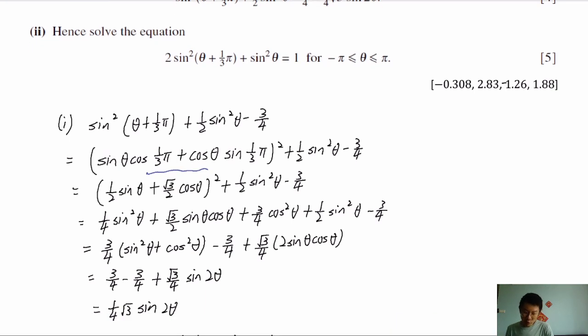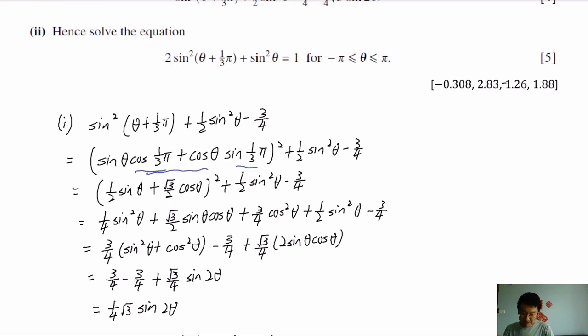Before we square the whole thing, it will be easier if you evaluate the values for cos 1/3 pi and sine 1/3 pi first. Just give both values, the exact values. So cos 1/3 pi will be 1/2, and sine 1/3 pi would be √3/2. Just give the exact value for that, because we are going to use it later on.